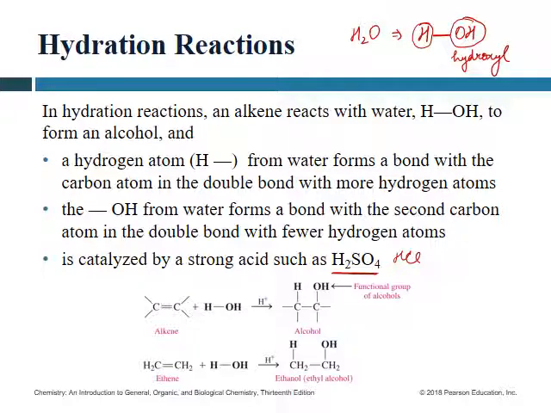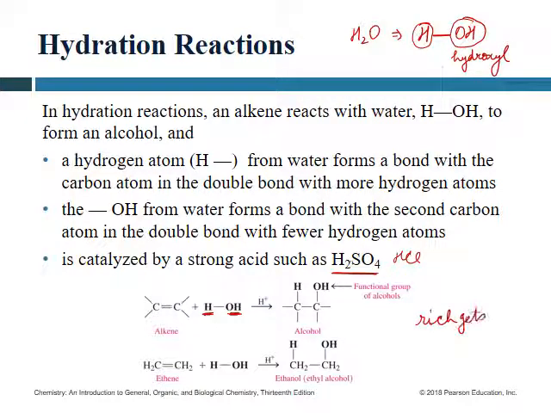Now how do we decide which carbon out of these two gets the hydrogen and which carbon gets the OH? Up until now we were adding the same atoms to both the carbons, so it really didn't matter. Now we are adding 2 different groups. One is getting a hydrogen, one is getting a hydroxyl. So how do we decide who gets the hydrogen and who gets the hydroxyl? This is given by Markovnikov's rule.